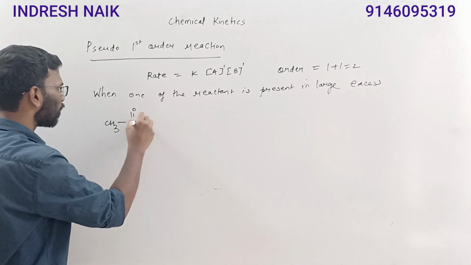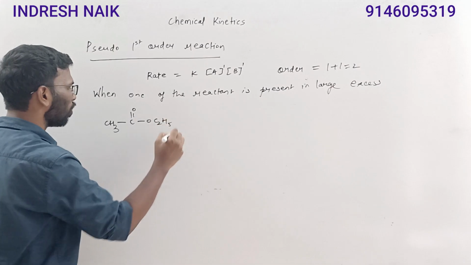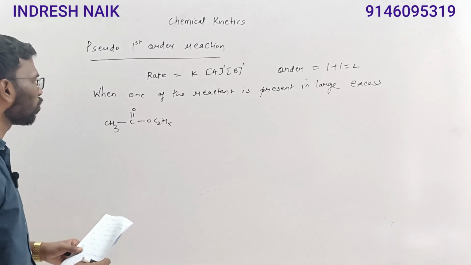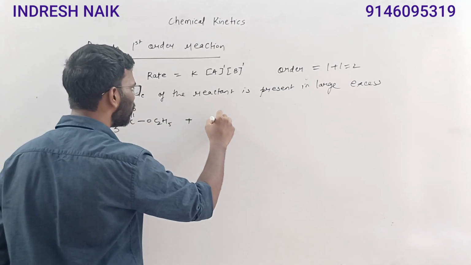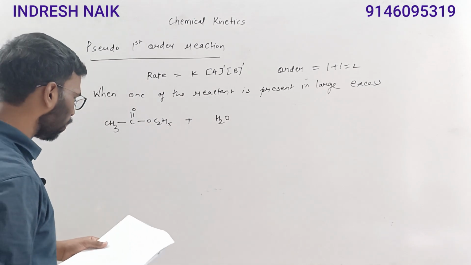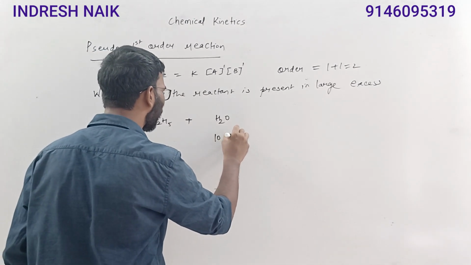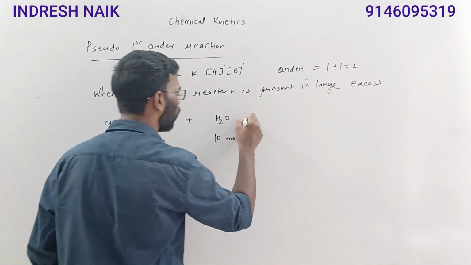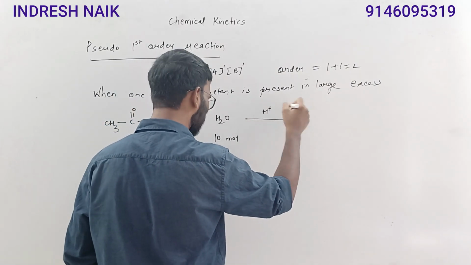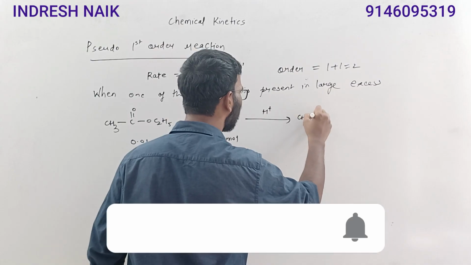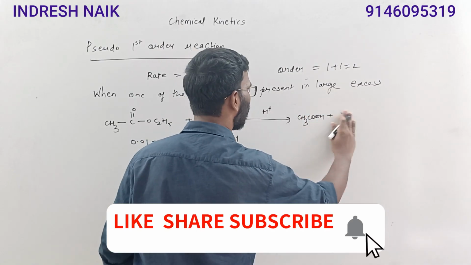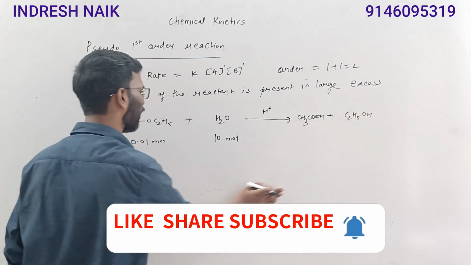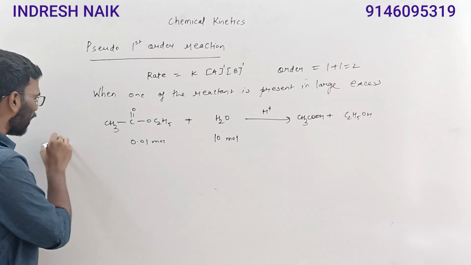Like for example, if you take an ester like this, what we say is hydrolysis of the ester, that is ethyl acetate, and hydrolysis means we will require water. Let's say this is 10 mole you are taking, and this is 0.01 mole. After hydrolysis in the presence of acid, what do you get? You get a carboxylic acid CH3COOH and alcohol C2H5OH.